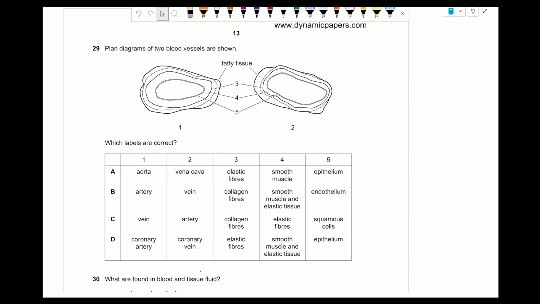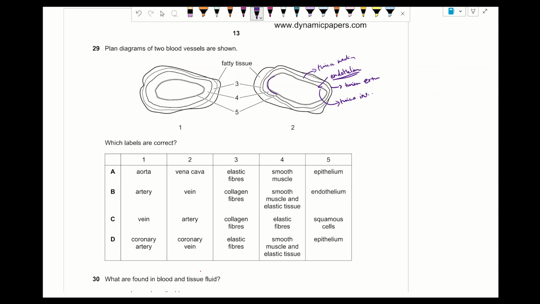Question number 29. Plan diagrams of 2 blood vessels are shown. Which labels are correct? So, first of all, blood vessels have three layers: the tunica intima, tunica media, and tunica externa. And the tunica intima contains the endothelium, which is the inner layer. So the inner layer is also the tunica intima. Now let's see the suggestions that we have here.